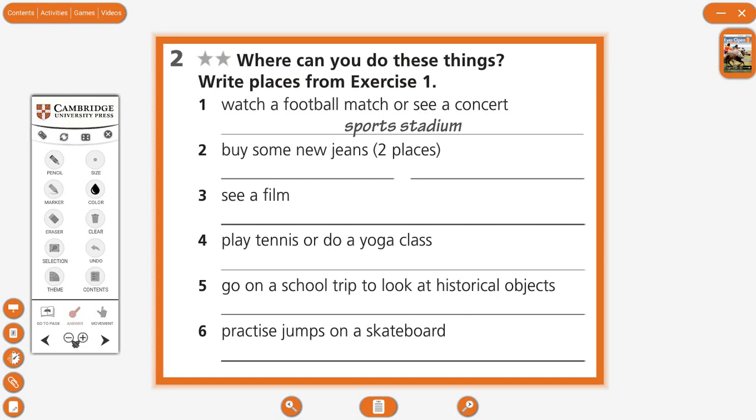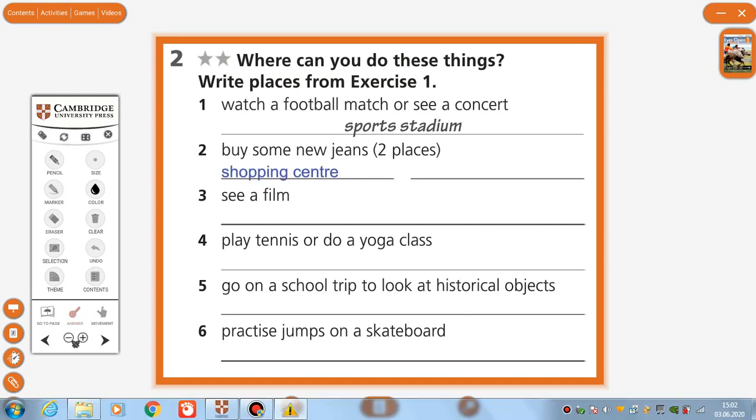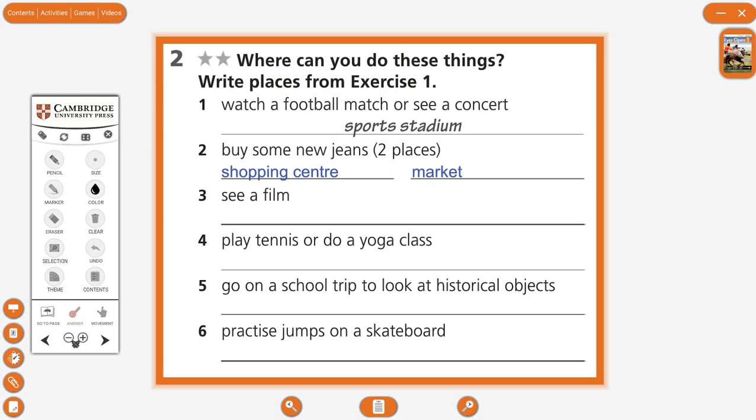Now we can go on. Number 1 is done, so I pass number 2. Buy some new jeans. Where do we buy new jeans? Okay. Shopping center and market. 3, see a film. We see a film at the cinema.